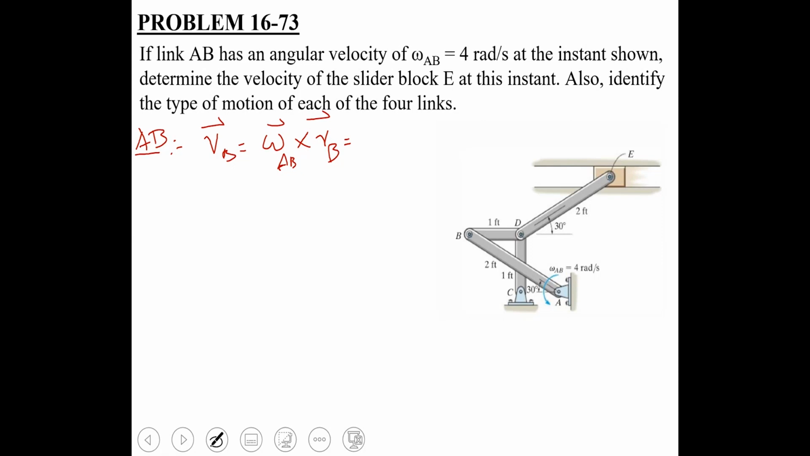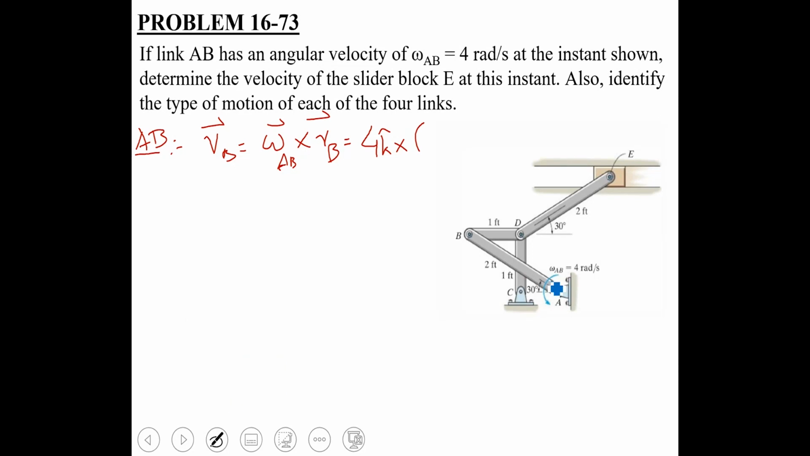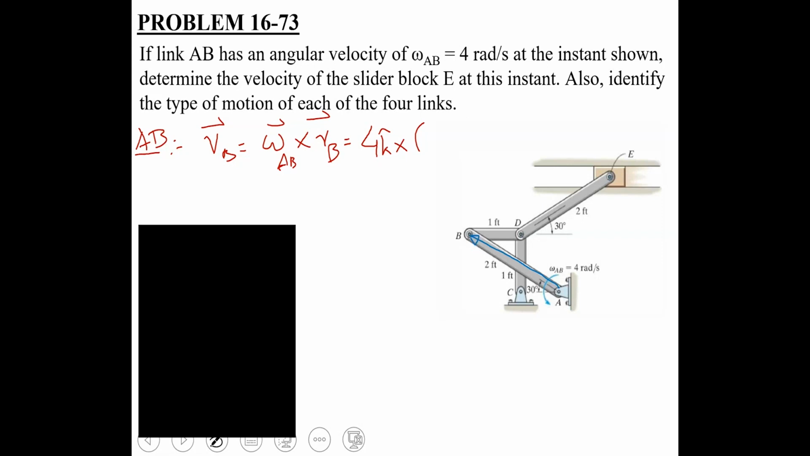So this is going to be the velocity of B. Omega is already given to you, that this link AB is undergoing a rotational motion with a speed of 4 radians per second in a counterclockwise direction. So you can write omega to be equal to 4K cross RB. What is this vector RB? The absolute position of B with respect to A. So this is going to be the vector which is being shown to you with a blue arrow. What should be this vector? Can you identify it?